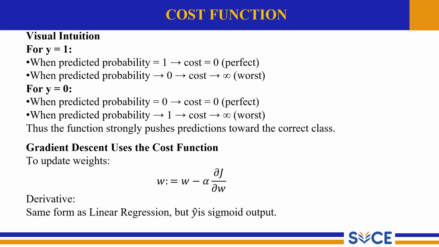Gradient descent uses the cost function to update the weights during training: W equals W minus alpha times dou J by dou W. Here J is the log loss cost function. The derivative is similar to linear regression, but y cap comes from the sigmoid output, not a linear prediction. Gradient descent adjusts weights in the direction that reduces the cost, gradually improving the model's predictions.